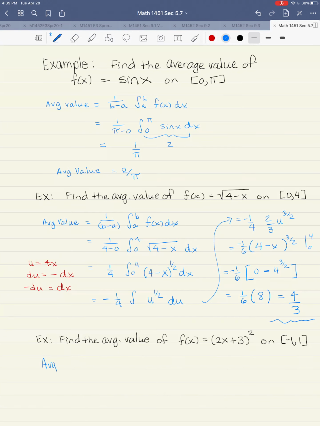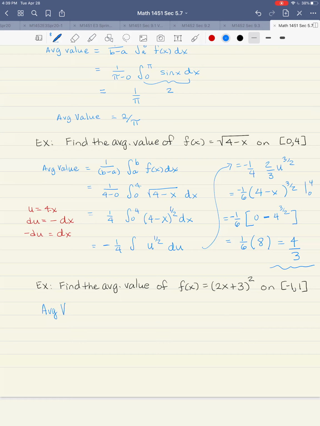All right, sounds like we can do another one. We've got this parabola that opens upward on the interval from -1 to 1, and we want to find the average value. So you got the formula looking up there. Let me just fill it in. 1 over b minus a times the integral from a to b of (2x plus 3) squared.